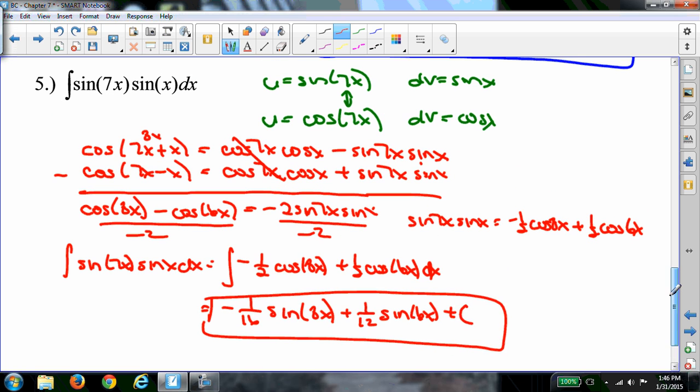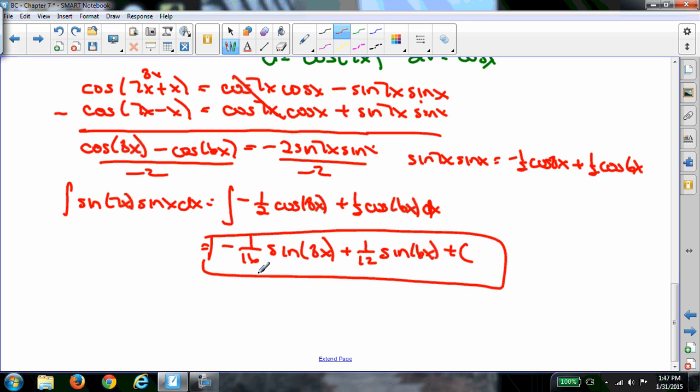I'm just going to double check. So I subtracted. So cosine 8x minus cosine 6x divided by negative 2. So negative 1/2 plus 1/2. And then integrating, negative 1/16 plus 1/12.